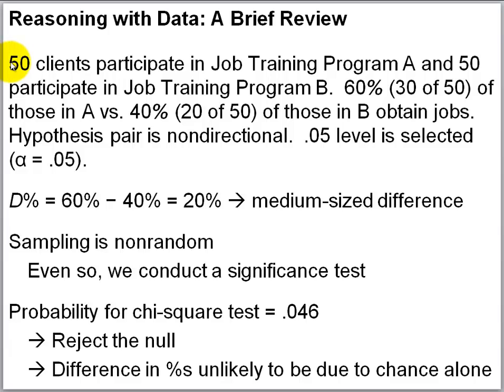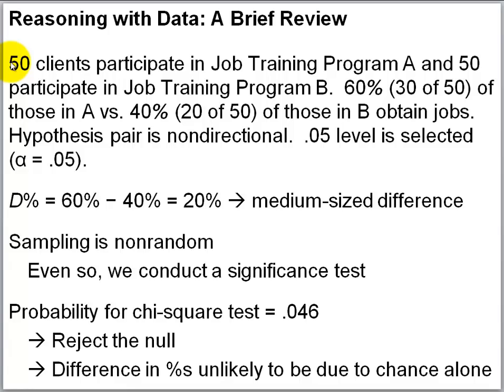This video is going to review reasoning with data. It's going to try to integrate some of the different things that we've talked about over the course of the course. Okay, so we have 50 clients participating in job training program A and 50 in job training program B. 60%, 30 of 50 of those in A versus 40%, 20 of 50 of those in B obtain jobs.